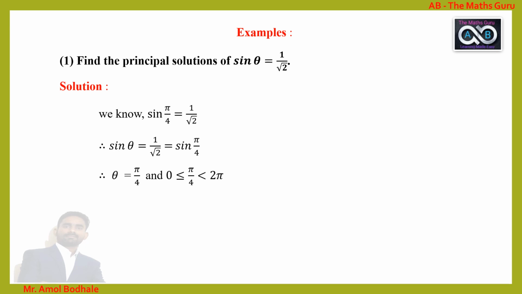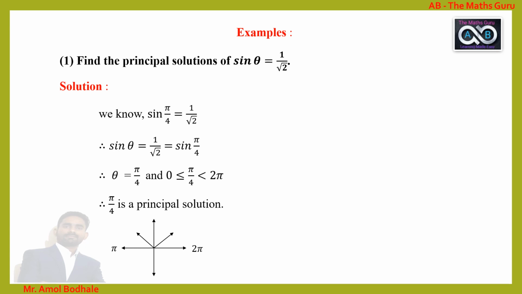Now here the given value of sine is positive. Now where is sine theta positive? So sine theta is positive in the first quadrant and second quadrant. The angle in the first quadrant can be written as some angle, and the angle in the second quadrant can be written as pi minus some theta. So already we have one solution, that is pi by 4, which is lying in the first quadrant.